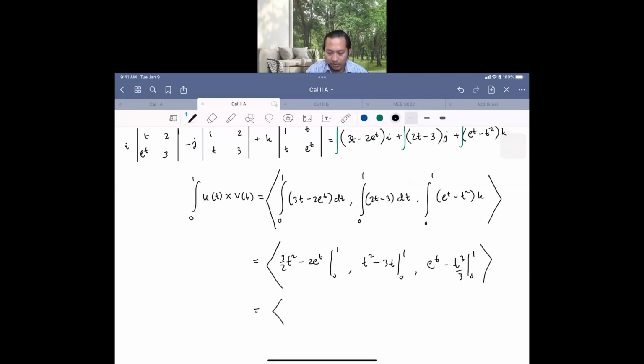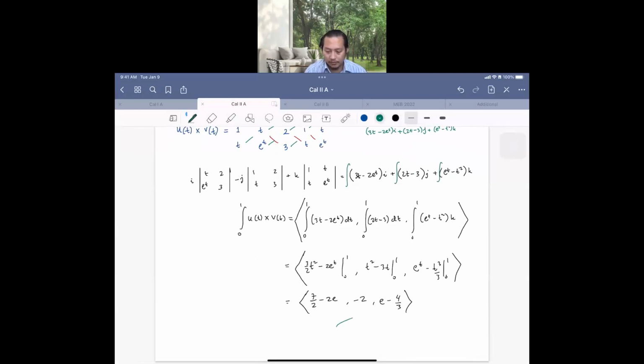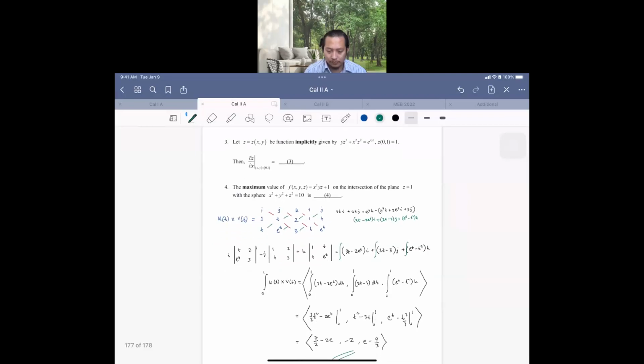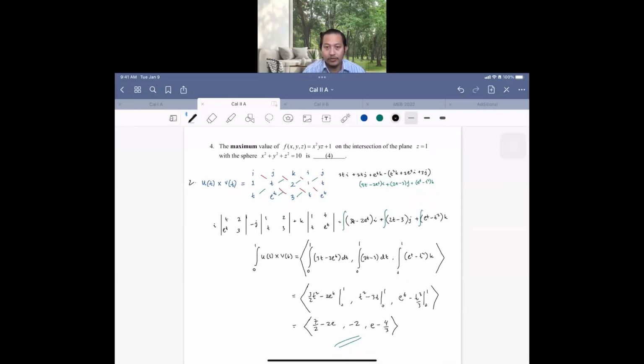And the results will be 3 over 2, 0, minus 2, minus 2 over 2, 7 over 2, minus 2e, negative 2, e minus 1 over 3, 1 minus minus 1 is 4 over 3. That's the answer. So this is number 2. I believe it's supposed to be not too difficult, right?